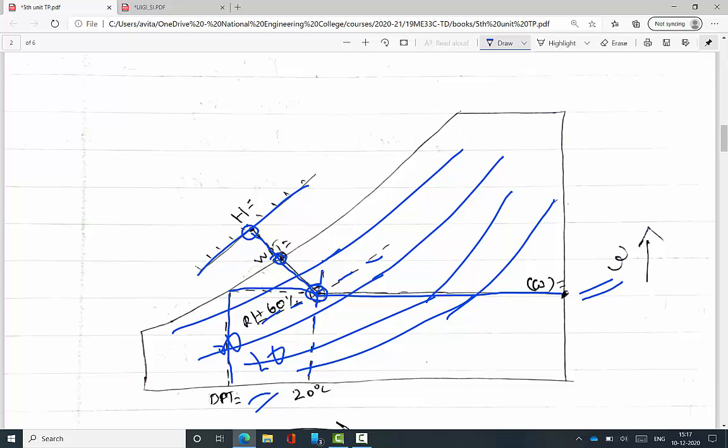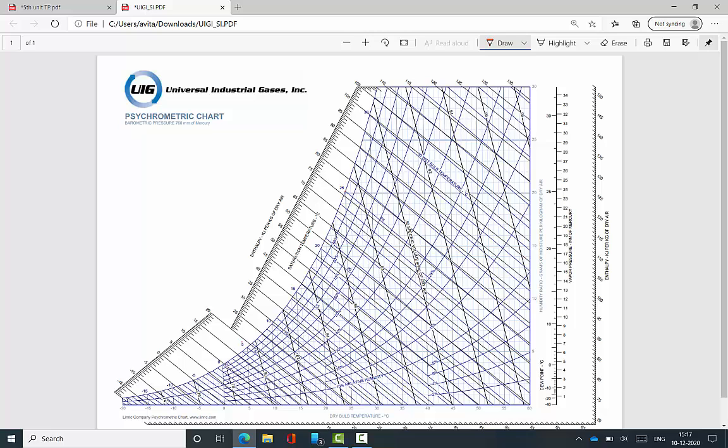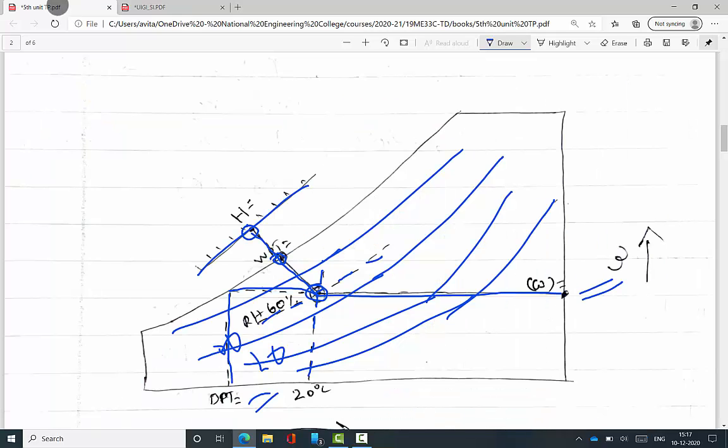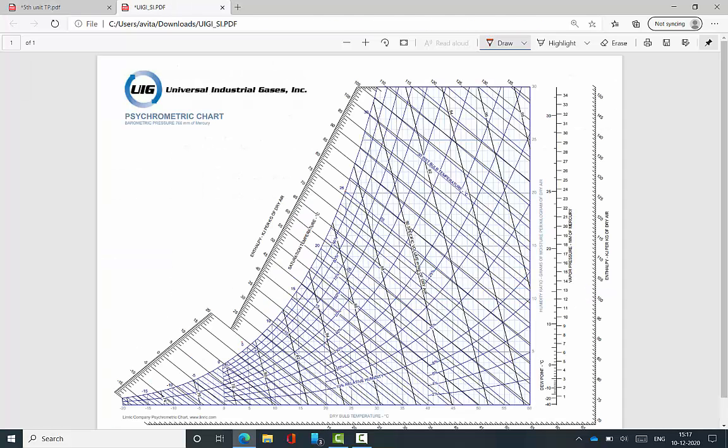Once again I explain on the psychrometric chart. This is the chart. The given values are 20 degrees Celsius, so from 20 degrees Celsius I draw one vertical line. The remaining value is 60% relative humidity. The 60% relative humidity curve is this. Therefore, I get an intersection point.